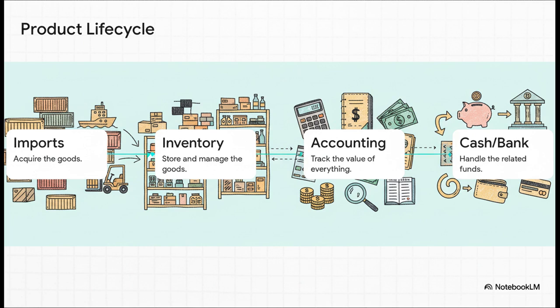That's inventory. Simple enough. But every single one of those items has a value, and that needs to be recorded somewhere. That brings us to accounting. And finally, all of this costs money and hopefully makes money, which is all managed through cash and bank. See how it all connects? It's like a chain. Your inventory levels have to talk to your accounting books, and your imports have to get paid for from the bank. It's this whole interconnected journey that happens before a product even gets close to a customer.